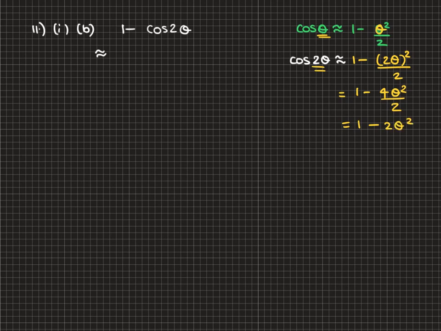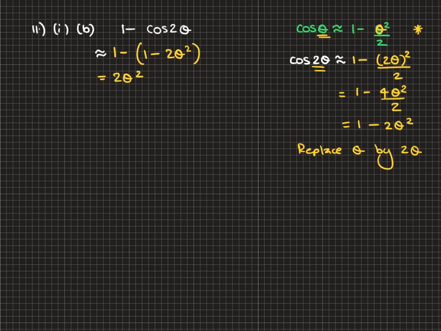Notice that's not simply the double of this value over here. You've got to replace theta by 2 theta to get the correct value. So that's 1 minus, 1 minus 2 theta squared, which simplifies to give us 2 theta squared.